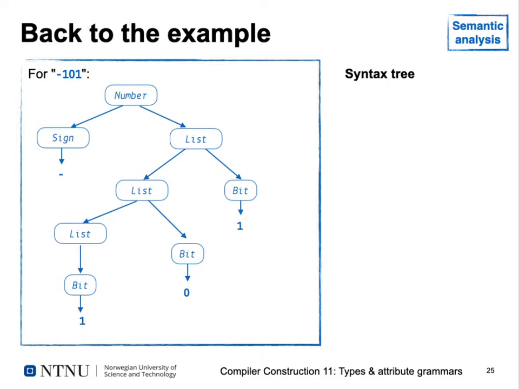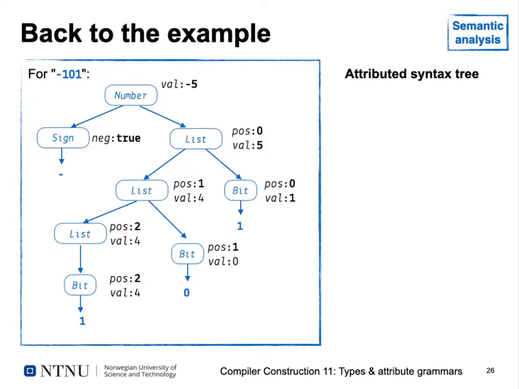So let's go back to our second example, for -101. We've already seen this syntax tree, which we constructed. If we add the attributes, we get all the information of synthesized and inherited attributes, like the position, which was inherited down here, and the value, which was synthesized up here. Using these two together, we have value 4 and value 1. This sibling node information was combined in this list element, so they were just added together to give a value of 5, and so on. So this is our attributed syntax tree for the general context-free syntax tree that we've seen in the previous slide.